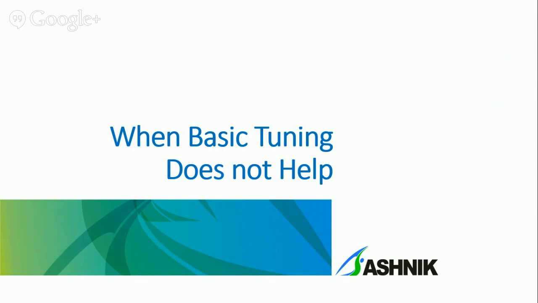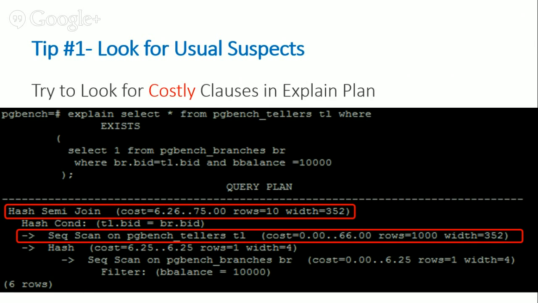Now what happens when all these basic tuning tips do not help? What happens when these basic tuning operations do not help you out? Still your plan remains costly, or still you have not been able to optimize it to the level that is required by your SLAs. What do you do in those cases? So the very first thing that you can do is do an explain plan and look for usual suspects. Read through that plan and try to see which is the most costly operation.